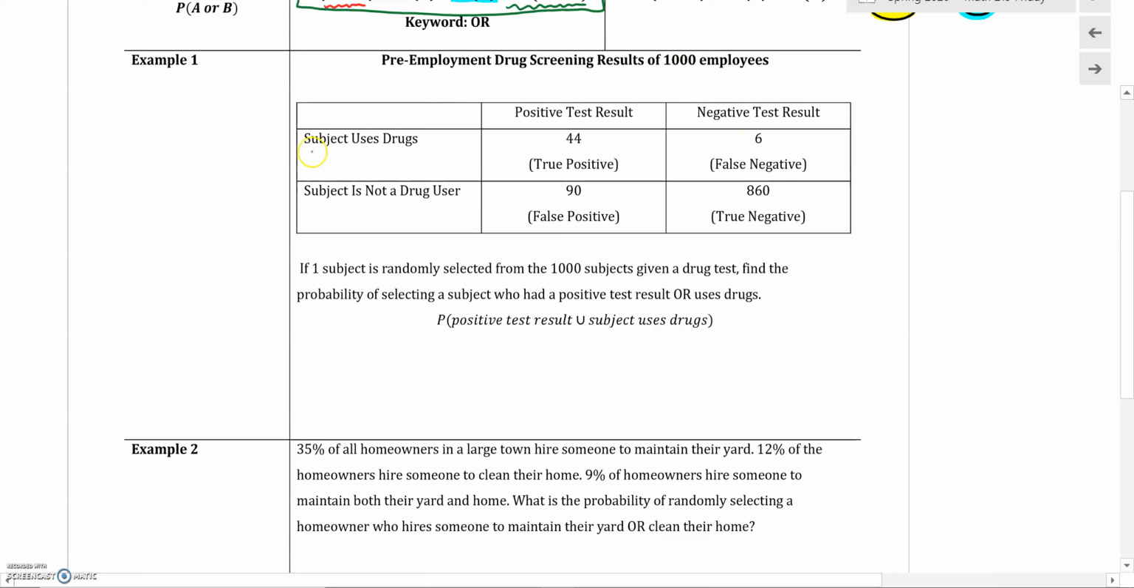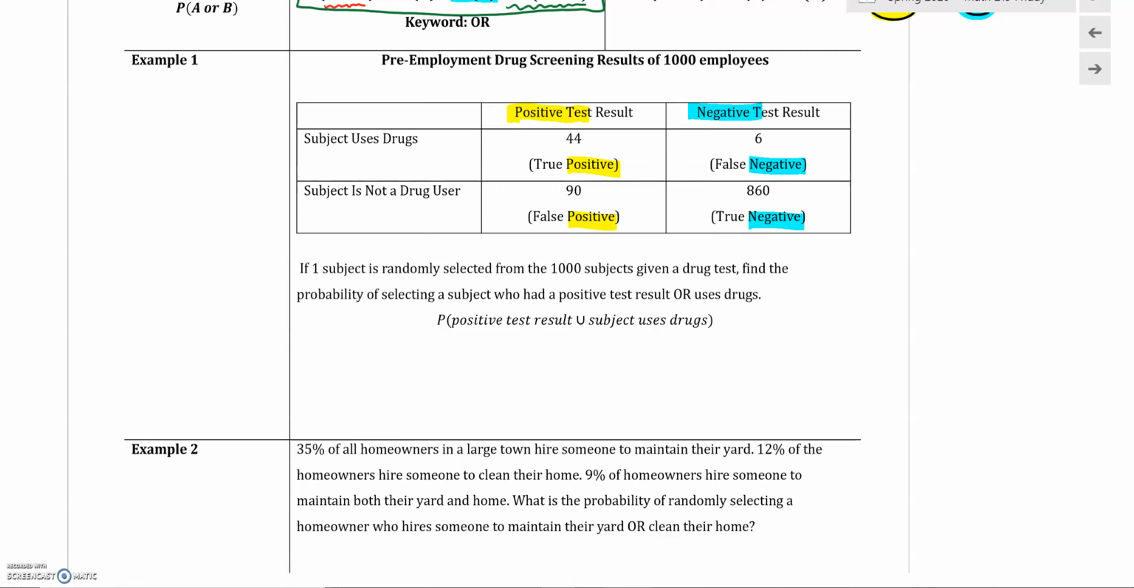They broke this down into people that use drugs, and of those people that use drugs, 44 test positive for drugs and 6 test negative for drugs. And then they had all the people that do not use drugs. 90 of those guys actually still tested positive for drugs, and 860 of them tested negative for drugs. Now, I'm sure you've heard of this stuff before: true positive, false negative, true negative. Notice what's going on. If you got a positive test result, then you're positive. If you got a negative test result, you're negative.